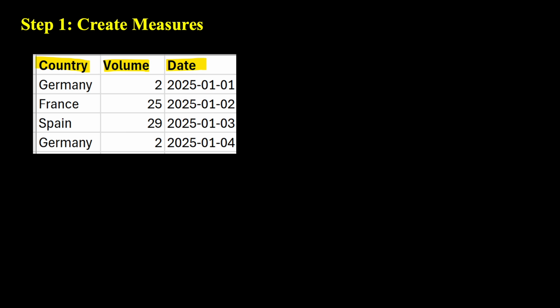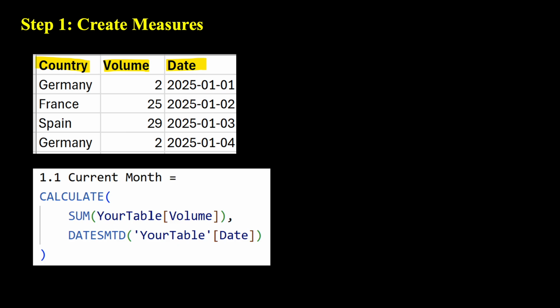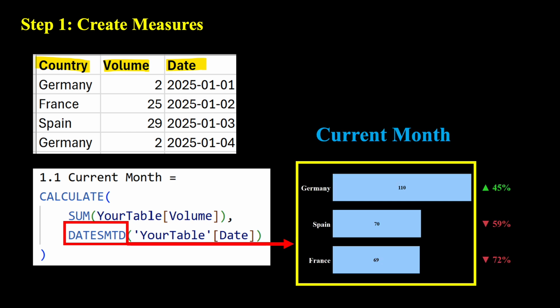Step 1. Here's the raw data. We have country, volume, and date. First, let's create a measure for the total volume of the current month. And we're using a function called DATESMTD, meaning current month to date. And this will be the measure for the regular bars in the chart.